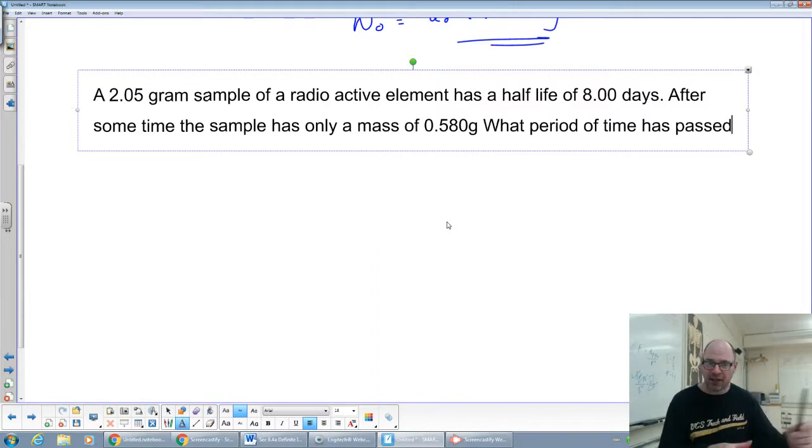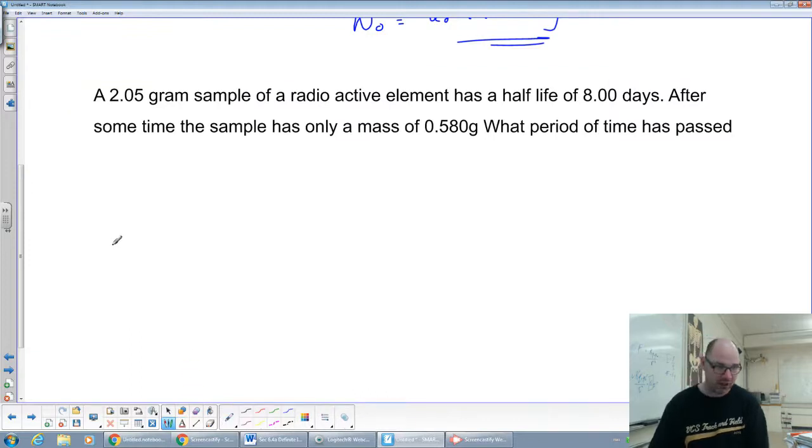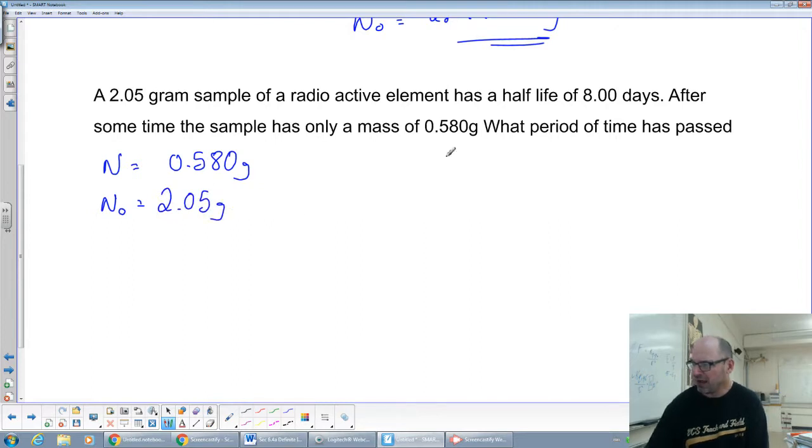Okay, so this is where we're going to get into logs and log rules. If you have your pre-cal 30, you will know what I'm talking about. Maybe you're taking it presently and you don't know. Maybe you took it in first term and can't remember. So we'll do a refresher. We're going to be using N equals, that's the future value. It's decayed down after so much time to 0.580 grams. Originally, it started out at 2.05 grams. The half-life is 8 days.